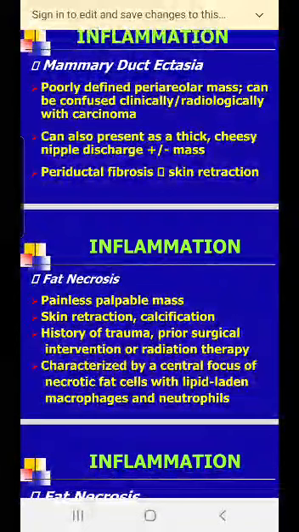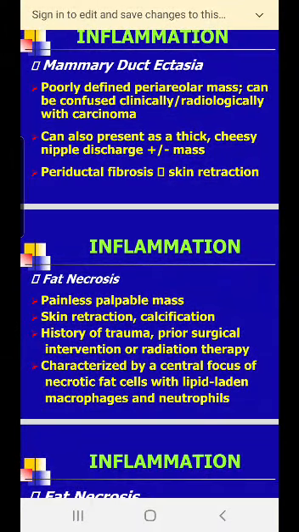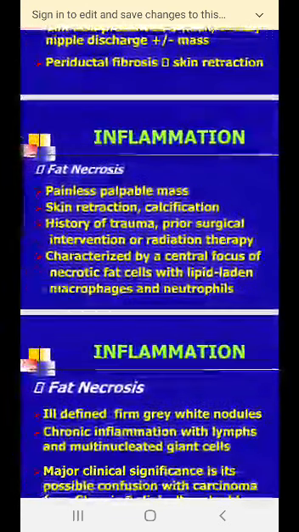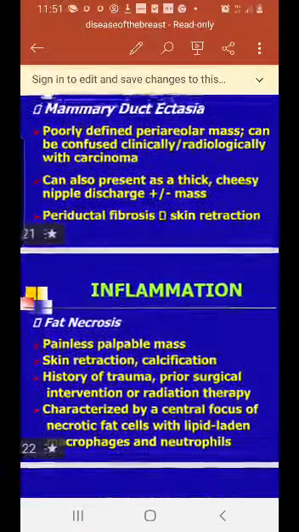So they may present with a cheesy or thick nipple discharge, and you may see periductal fibrosis or skin retraction. Alright, so this was mammary duct ectasia.